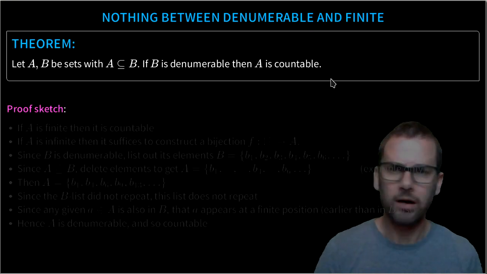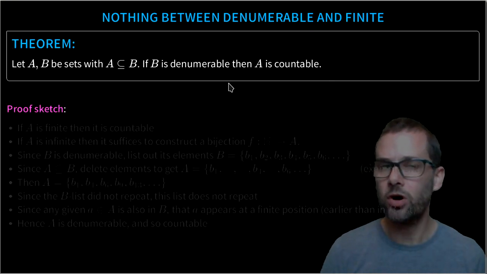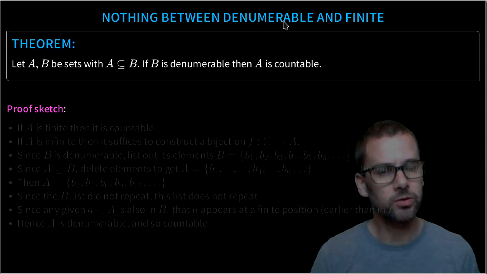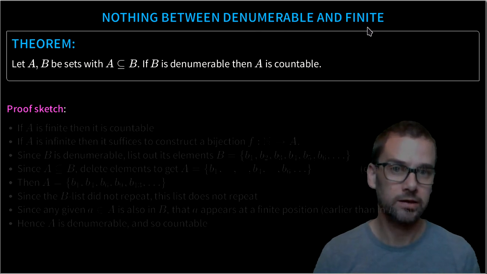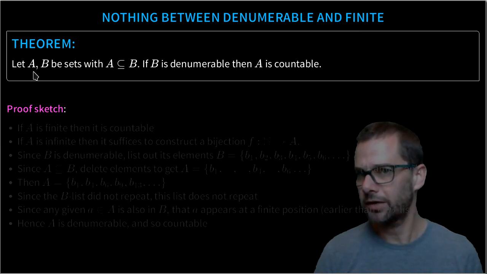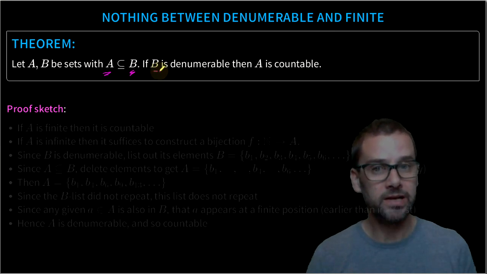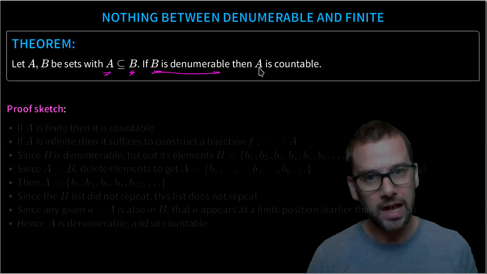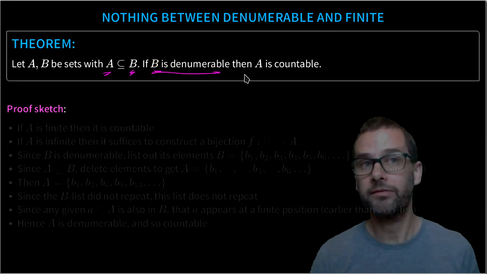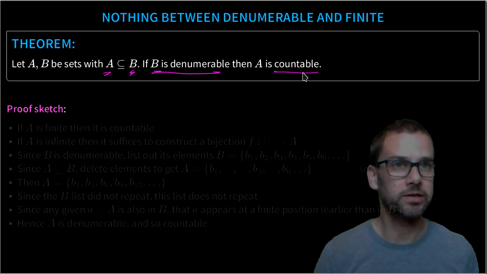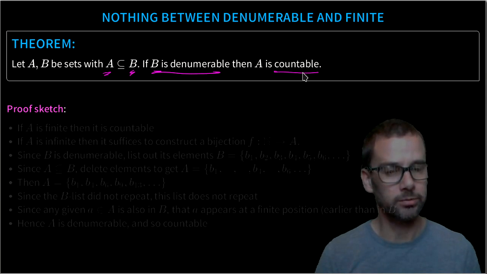All right. Now, this next result is going to show us that there's no smaller infinity. There's no weird infinity that sits between denumerable sets and finite sets. The way this works is, if we take two sets A and B with A a subset of B, and B is a denumerable set, then any subset has to be either finite or denumerable, that is, countable. There's no other possibility.